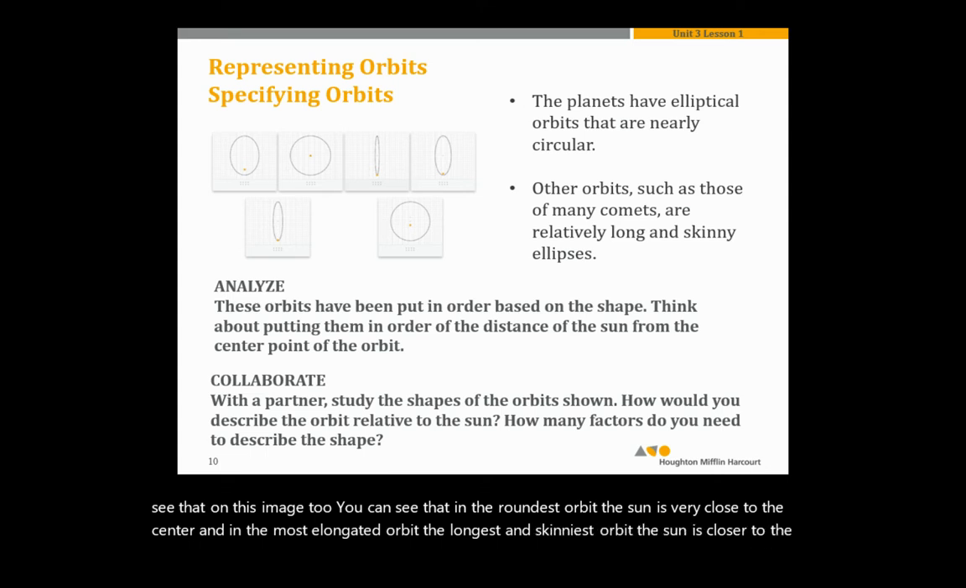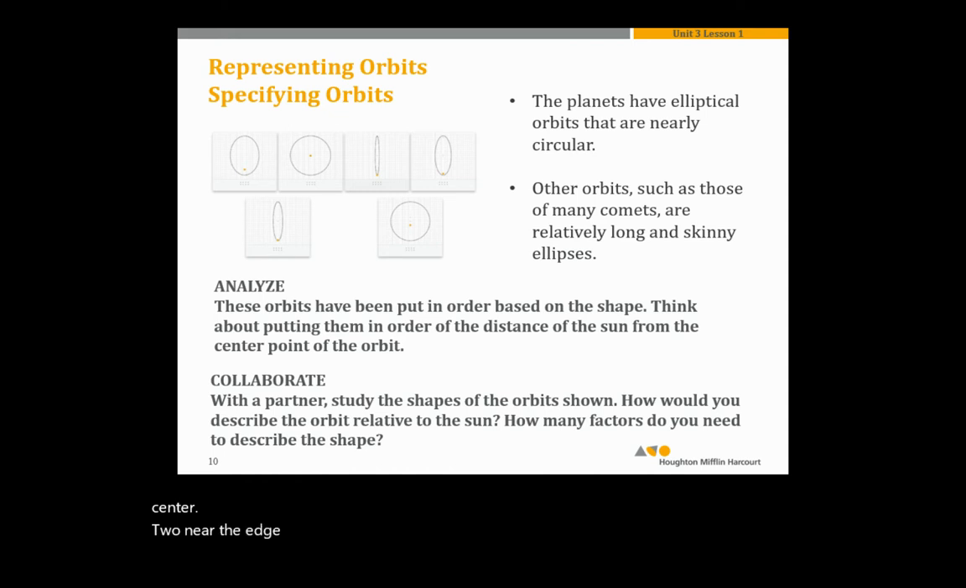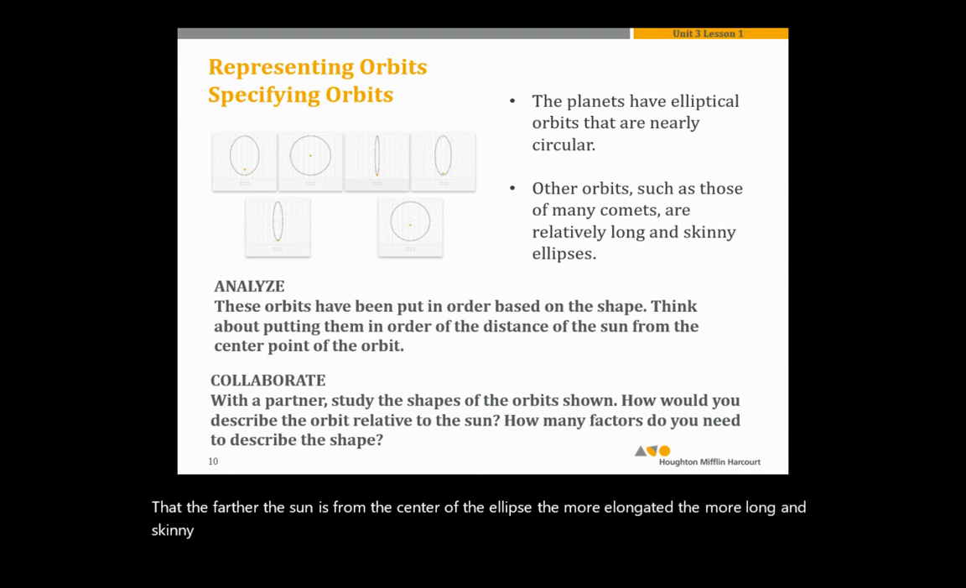And if we put them in order, we can see that the sun gradually moves from near the center to near the edge. So we can recognize a pattern: the farther the sun is from the center of the ellipse, the more elongated, the more long and skinny, that orbit is going to be.